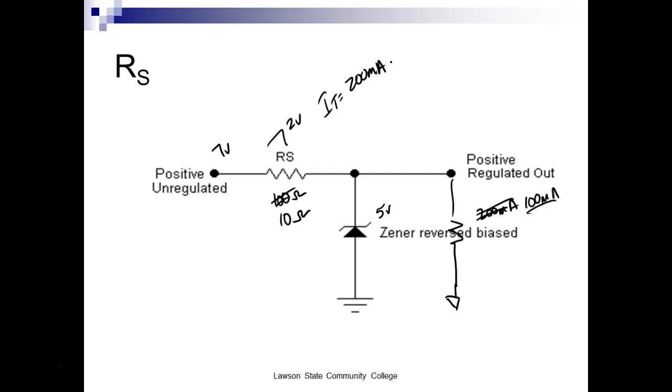How much current flow is through the Zener? According to Kirchhoff's current law, I have 200 milliamps right here. I got 100 milliamps going this way. How much current flow do I have going through the Zener? 100 milliamps. Okay, does that make sense?